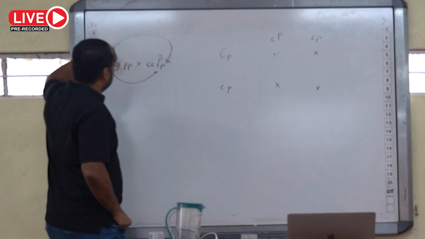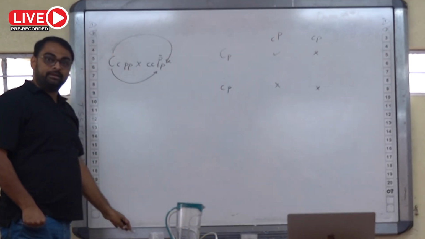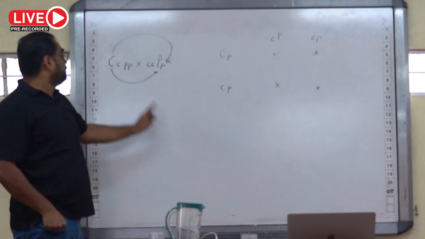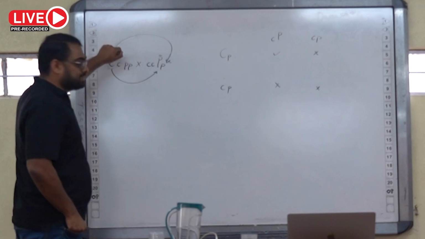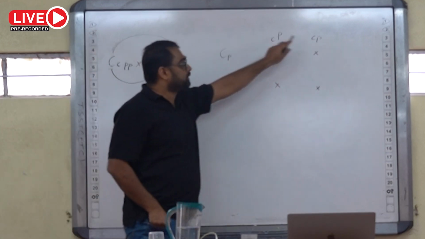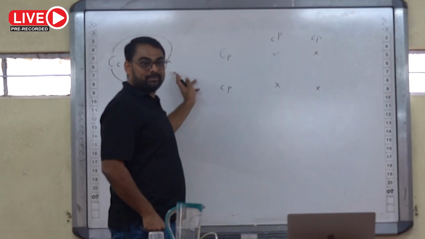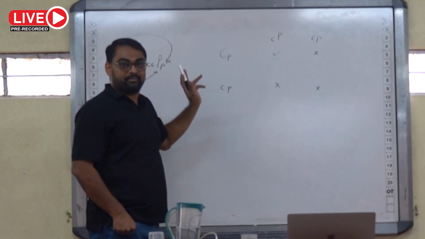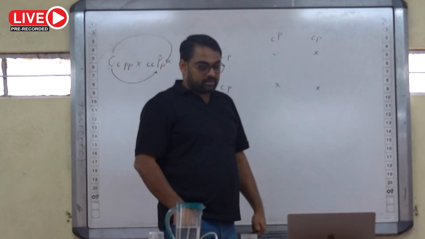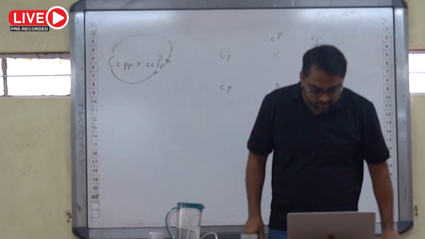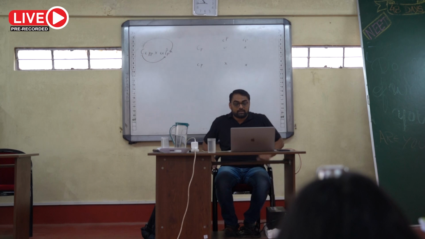Even if you do the entire cross, you have two types of gametes possible for this individual and these two types of gametes possible for the second individual. Proportion will remain the same. You will get 16, but proportion will still remain the same. So 25% of them will be colored.